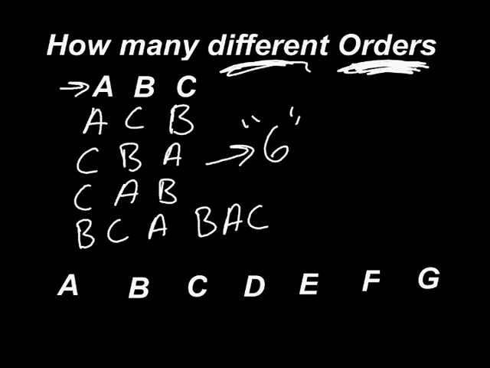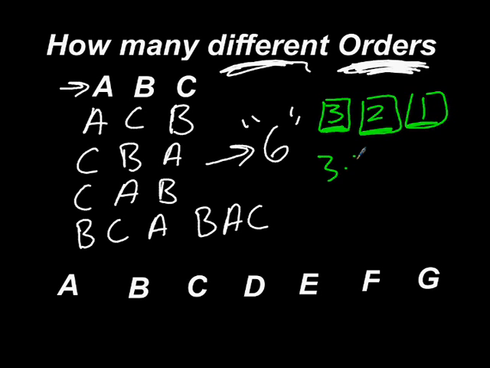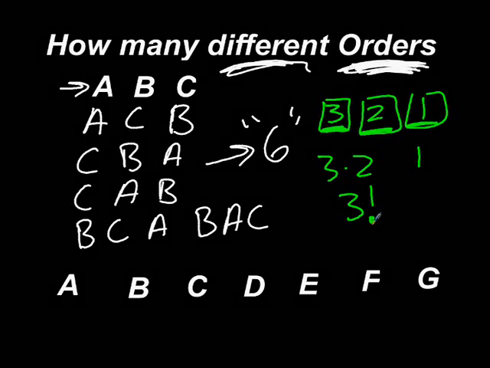Okay, but what does that really mean? Well, if we think about the first slot, second slot, third slot, we could put an A, we could put a B, we could put a C. That's like having 3 choices, and then having 2 choices, and then having 1 choice at the other end. That's the same thing as saying 3 times 2 times 1. Or, here we go, 3 factorial.